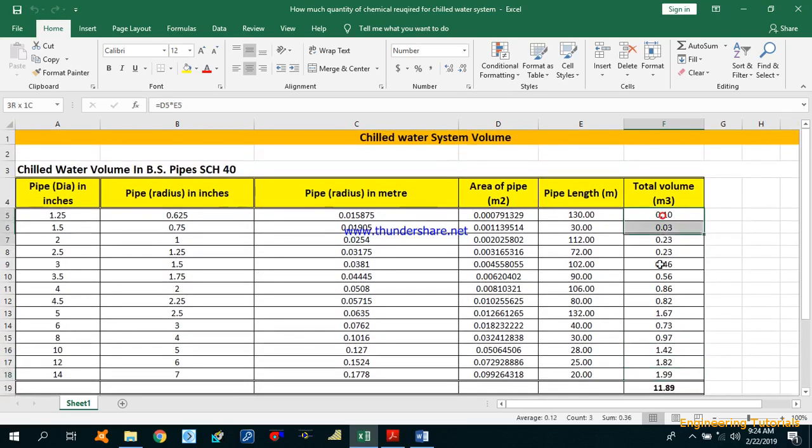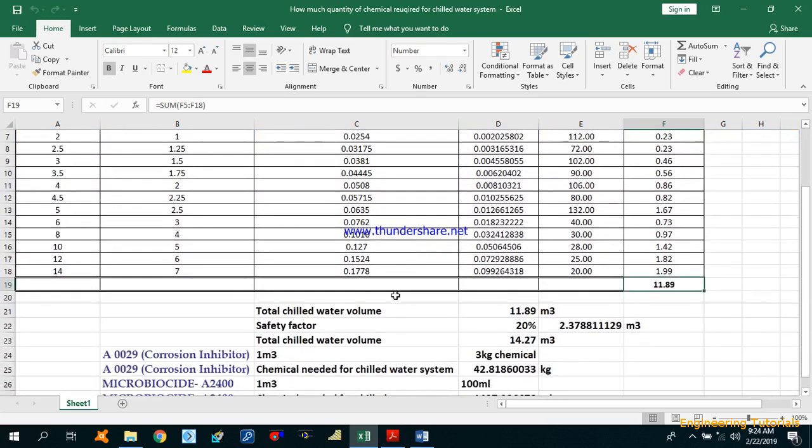So now you have to sum all of these volumes, and you will get 11.89 cubic meter volume that you have used in your project. So the total chilled water volume which we have calculated is 11.89 cubic meter.